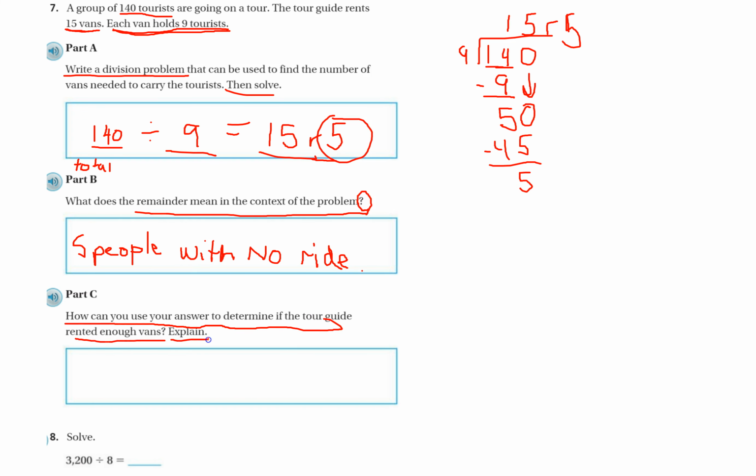All right, part C, how can you use your answer to determine if the tour guide rented enough vans? Explain. Well, we already did that here. He rented 15 vans. But we know if you rent 15 vans, you're going to have 5 people with no ride. So did he rent enough vans? No. There's 5 people that are going to be really mad at him. And they're probably going to tell him, you need to get another van here.